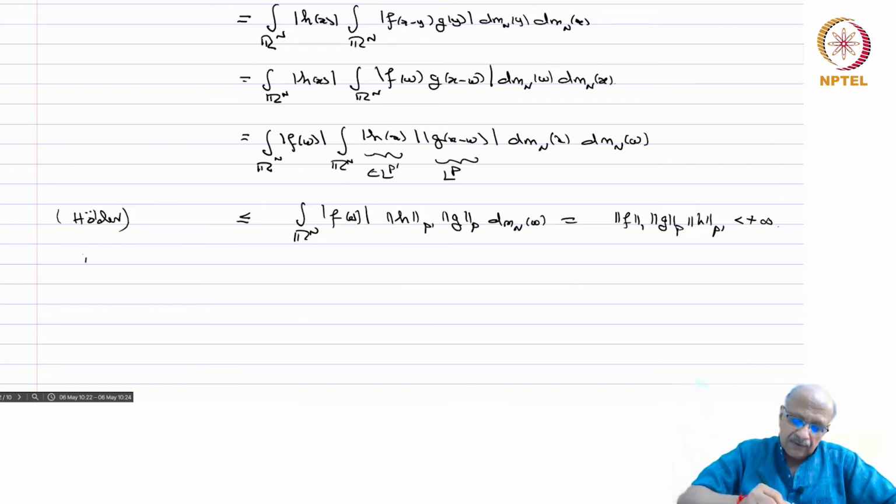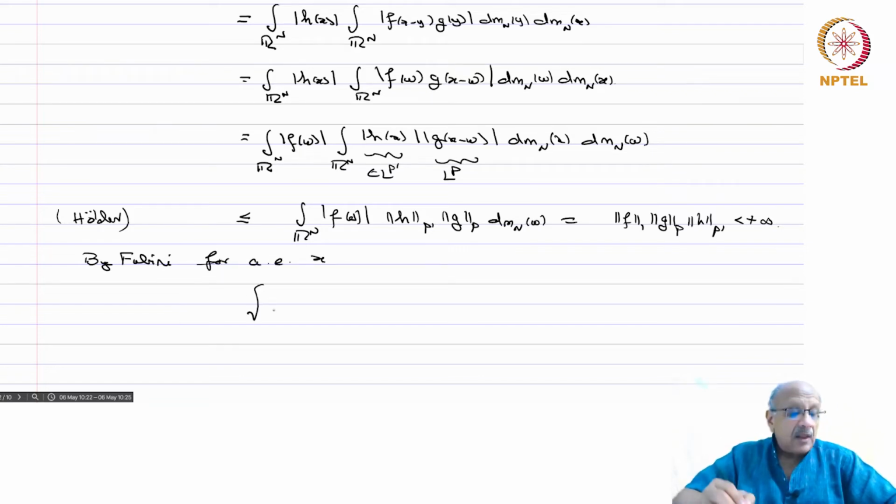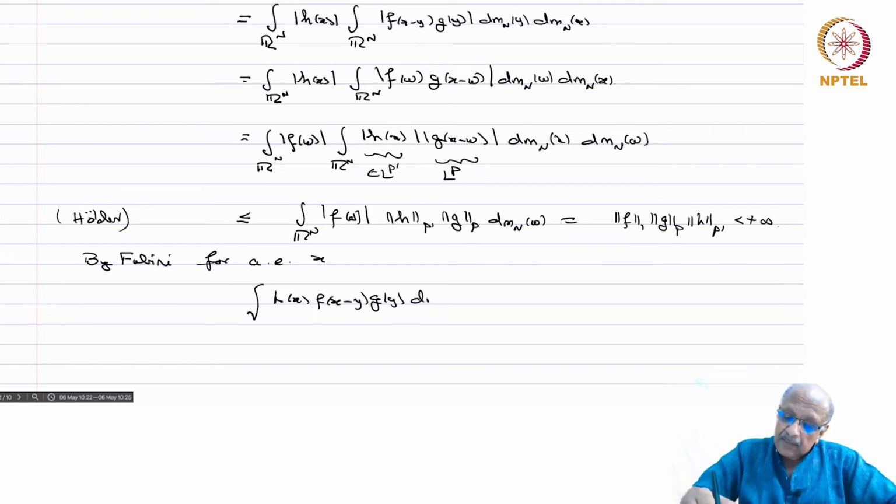So by Fubini, for almost every x, the integral over Rn of h(x) f(x minus y) g(y) dmu(y) is well defined.